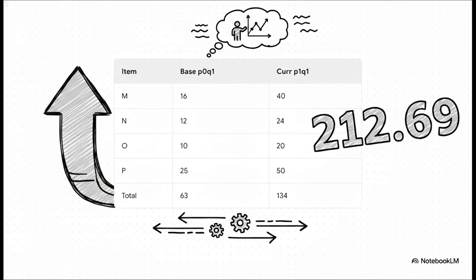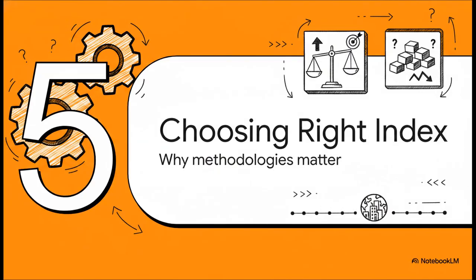When we run some new data through this specific philosophy, using current quantities as our weights for both periods, we get a weighted current sum of 134 divided by a base sum of 63. And the result? An index of nearly 212.7. It is a completely different mathematical perspective, mainly because it reflects what people are actually buying right now, not what they were buying yesterday. Finally, Part 5, Choosing the Right Index.